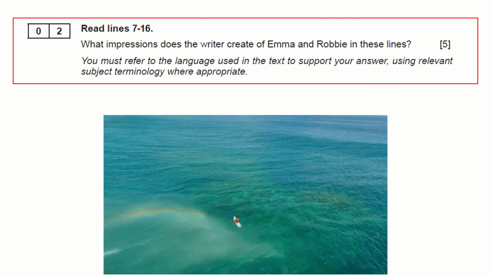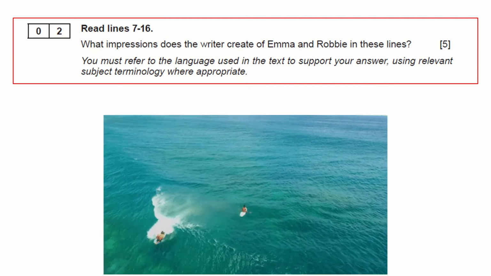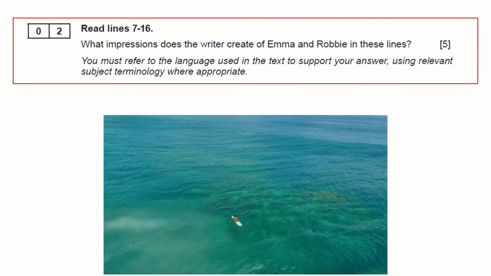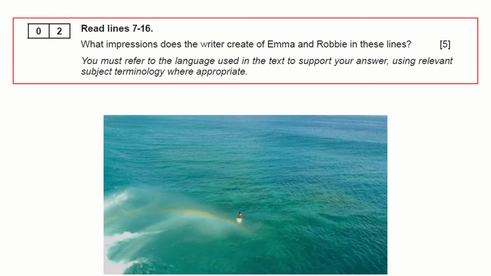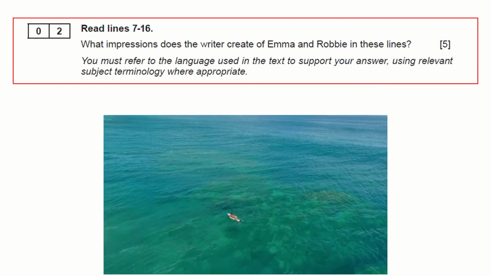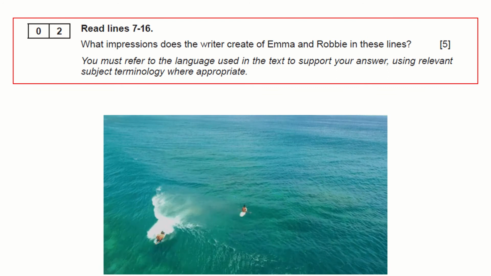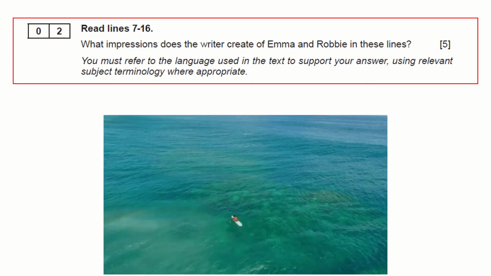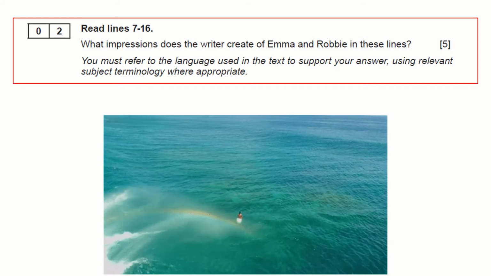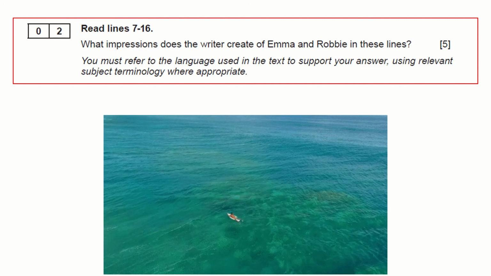The next question you had to do, the final one, was read lines 7 to 16. And the question was, what impressions does the writer create of Emma and Robbie in these lines? Remember, it does say Emma and Robbie, so you would need at least one quote from one of the other characters. I think probably you did more about Emma and maybe one about Robbie. It's 5 marks, it's 5 quotes, so you should be looking for 4 or 5 quotes.